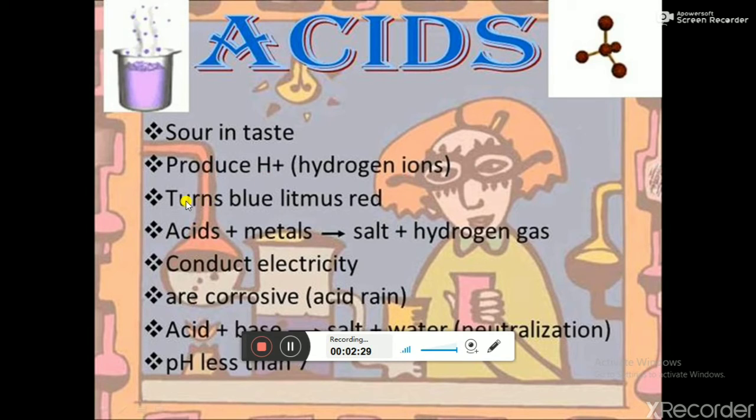Now the next property of acid is they turn blue litmus red. Now one of the most common reactions of acid is when acids react with metal, they form hydrogen gas and salt. Now this property you have already studied in the previous chapter. Now the next important property of acid is they always conduct electricity. Because of the presence of these hydronium ions, they always conduct electricity. Acids are very corrosive in nature as well.